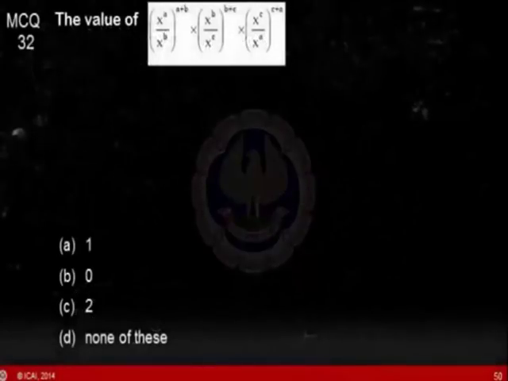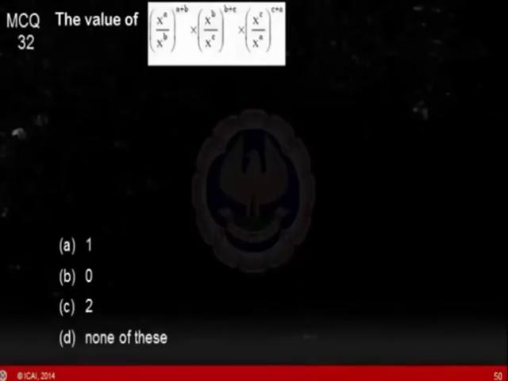The next question is x to the power a by x to the power b, whole to the power a plus b, into x to the power b by x to the power c, whole to the power b plus c, into x to the power c by x to the power a, whole to the power c plus a. Find out the value of this. Okay? So on very similar grounds to what we did earlier, but in the earlier question we were using L cube minus M cube.